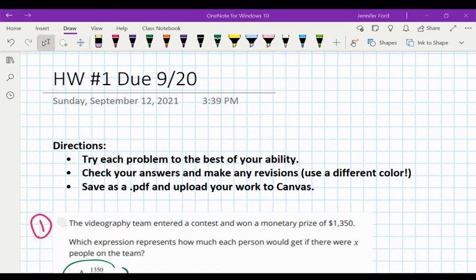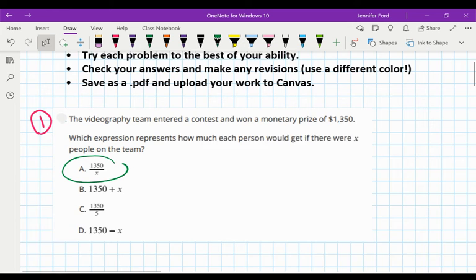Hi. So this is the answer. I'm going to show you the answer key to homework number 1 that's due on the 20th. And then I'm going to show you how to save something as a PDF that you could then upload to Canvas. And I've already created this answer key, so here we go.